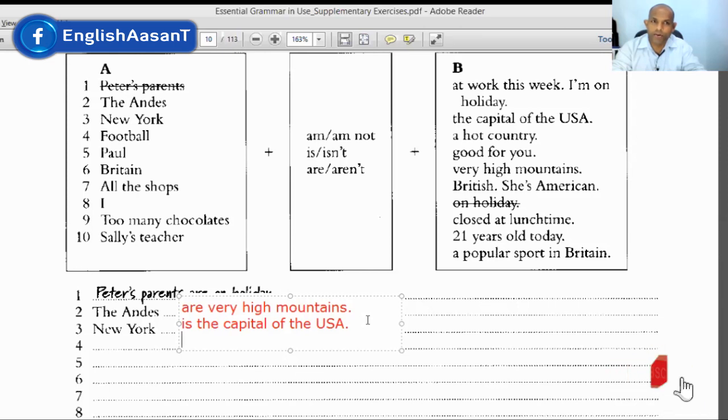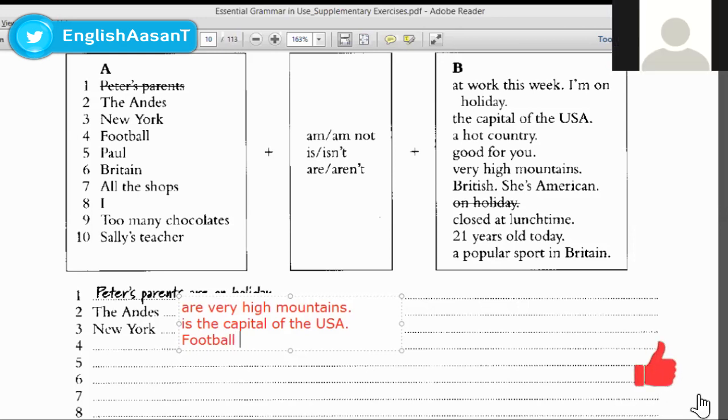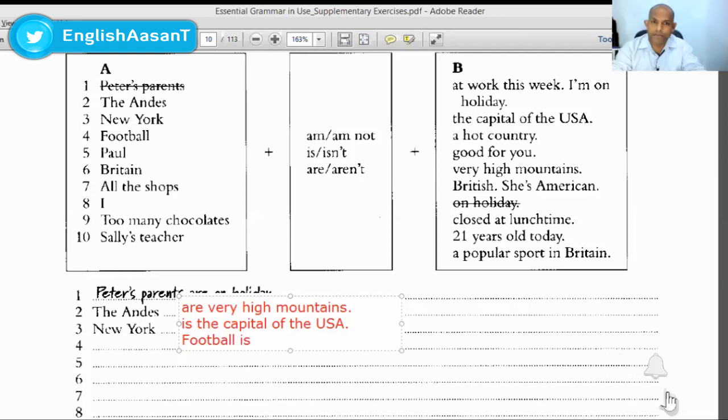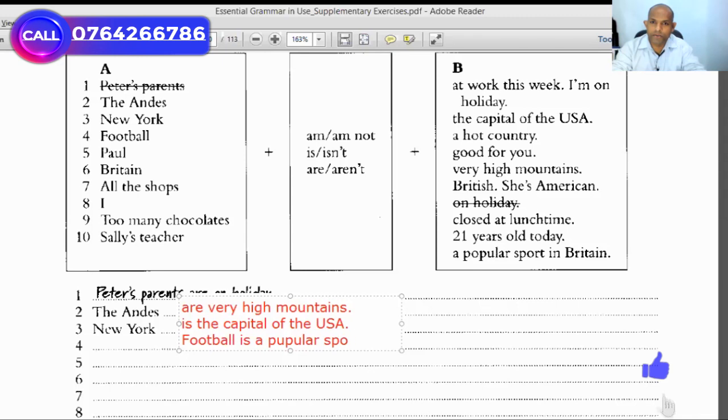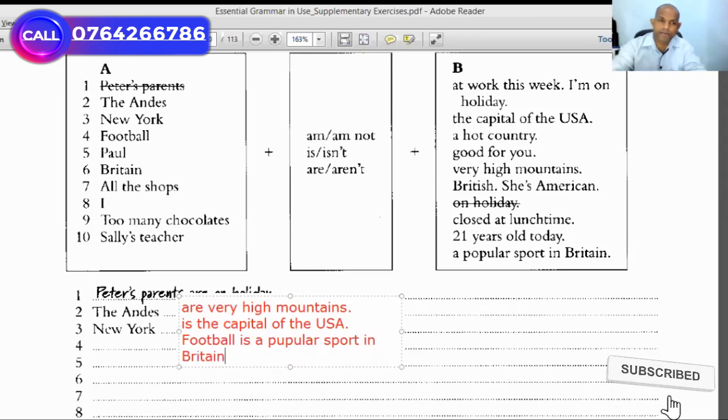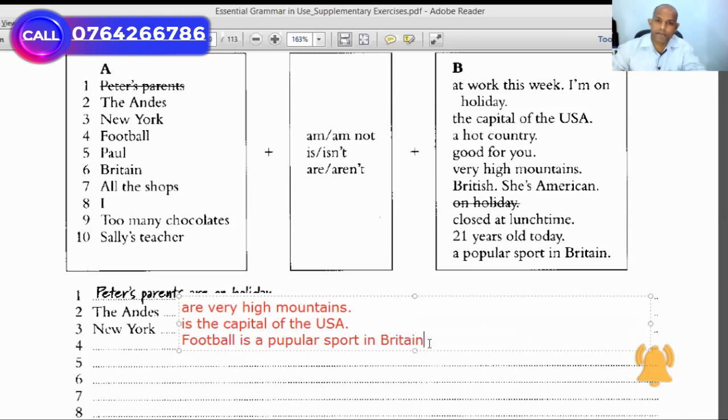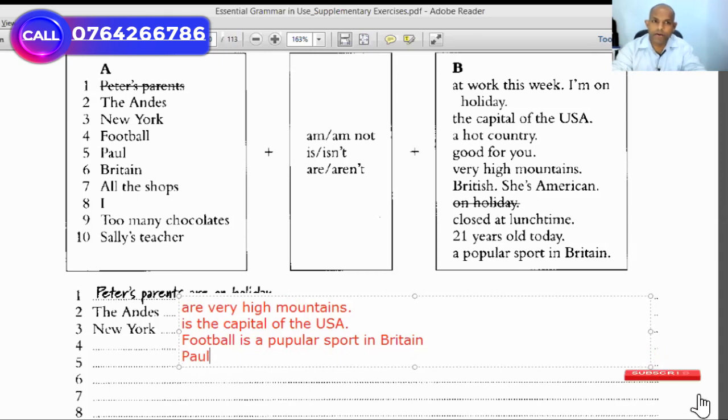New York City football. Football is a popular sport in Britain. Okay.